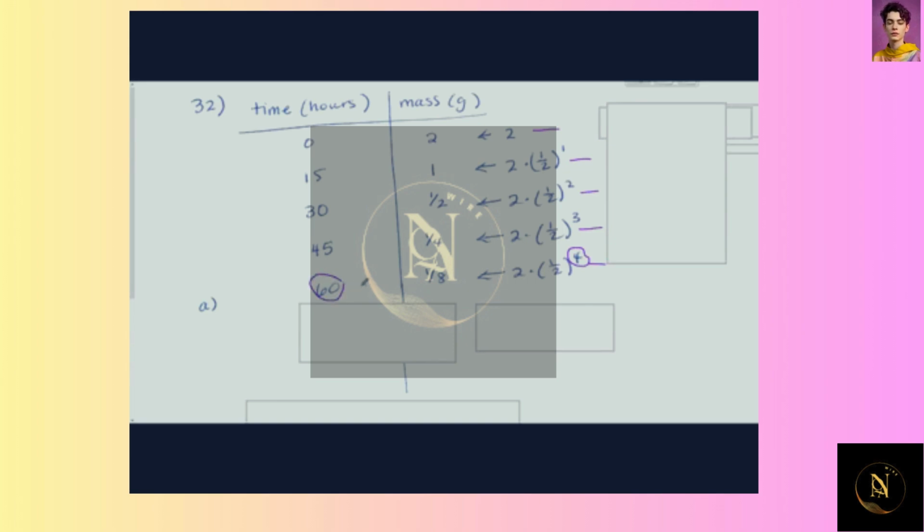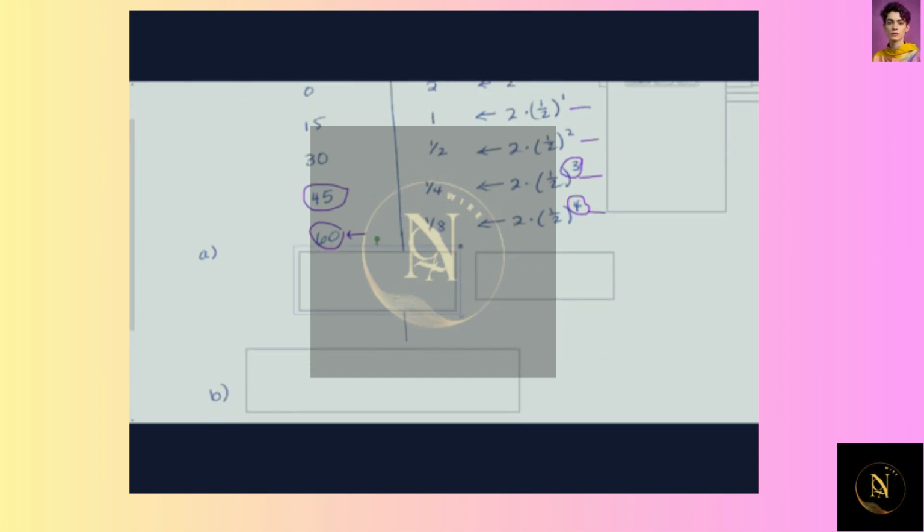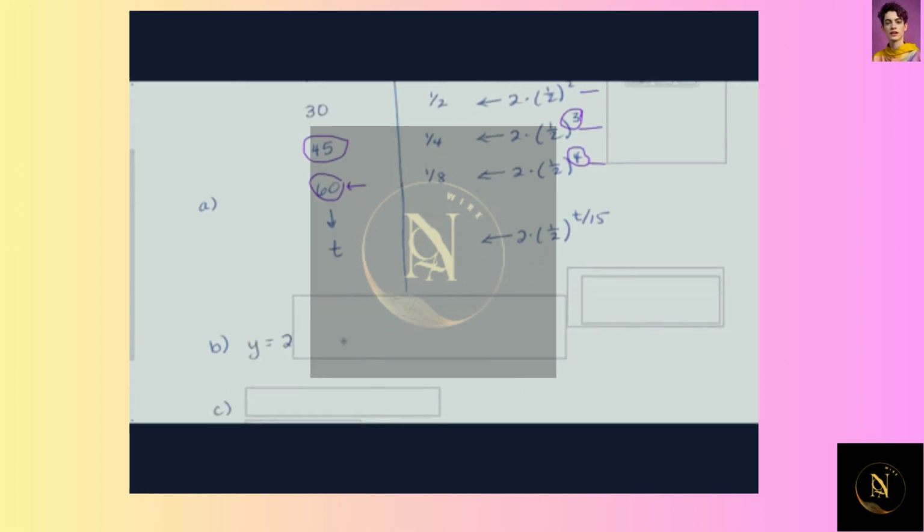If you take the number of hours and divide it by the half-life, 60 divided by 15, you get 4. The number of hours divided by the half-life, 45 divided by 15, you get 3, etc. So we can generalize this. If T hours have elapsed, then we have the number of hours T divided by the half-life as our exponent. So this gives us our formula for the number of grams remaining after T hours.